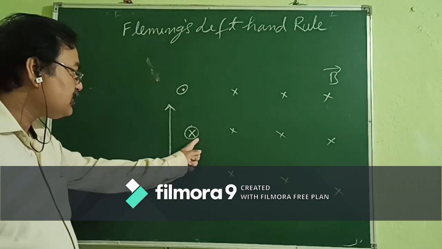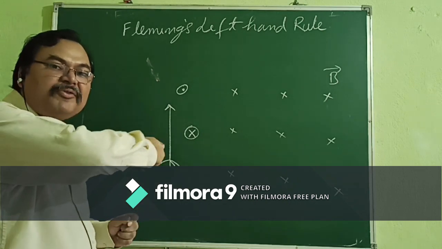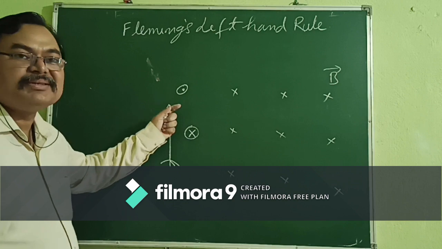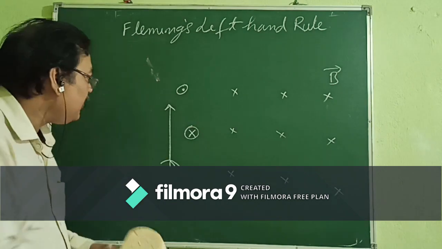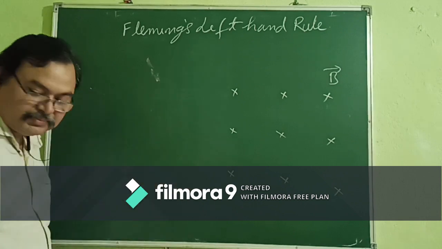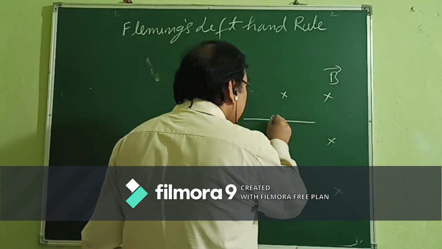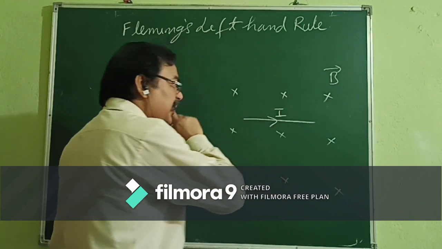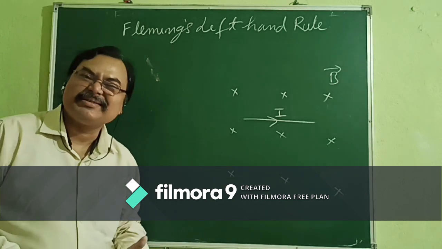So this cross represents inside, away from you, perpendicularly away from you, and this dot represents perpendicularly towards you. So this is the direction of magnetic field. Now, suppose a current carrying conductor is there, carrying current I in this direction. Now we need to apply the left hand rule to get the direction of force on this conductor.